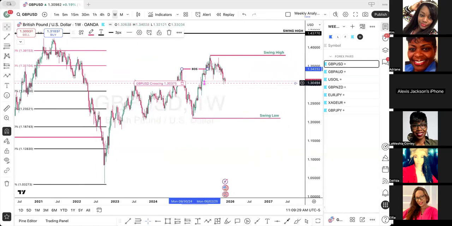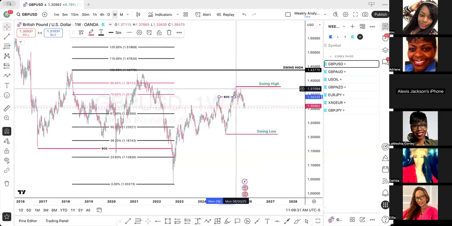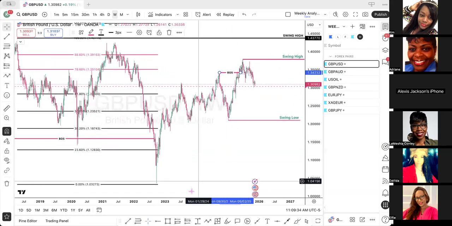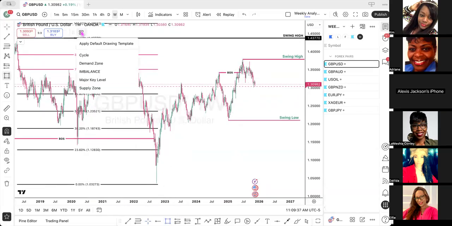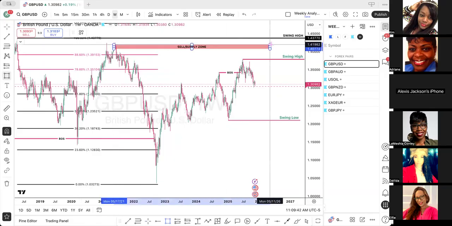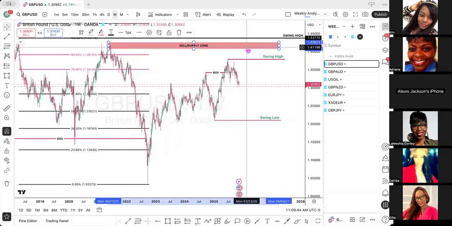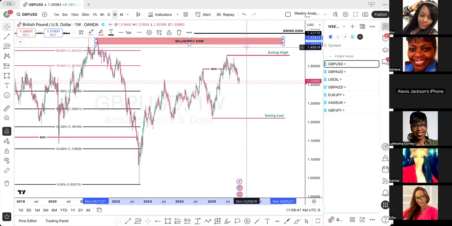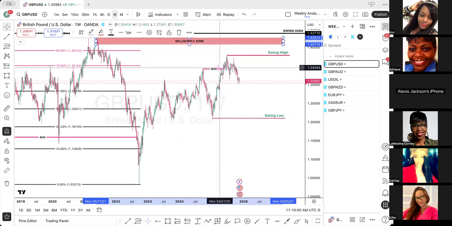Okay. All right. So now, based on this weekly, there is a supply zone that's also up in here. For me, I want to tap into the highest point of the supply zone that there is, whether it's 78, 88, or higher. So price broke structure. We know what's going to happen once you get a break of structure. Price is going to start pulling back.